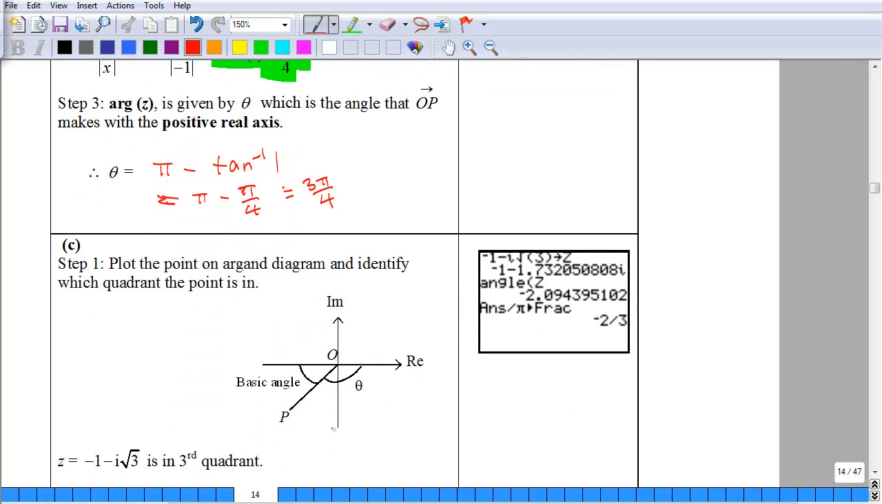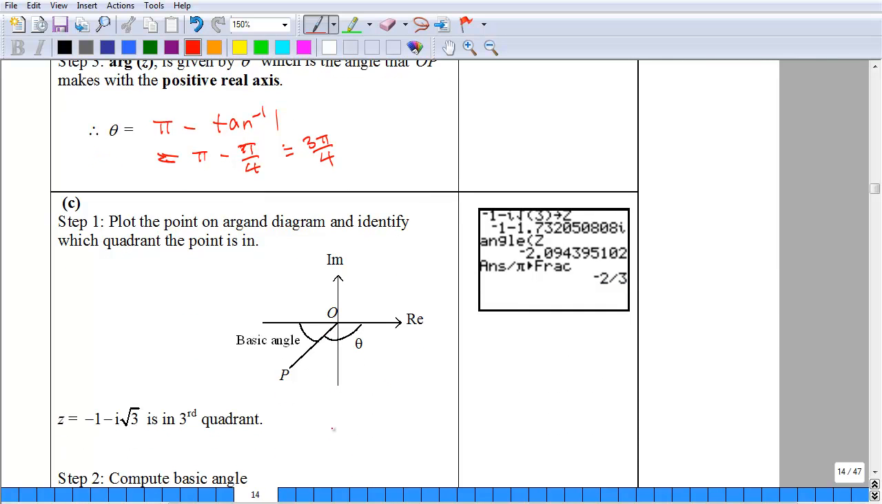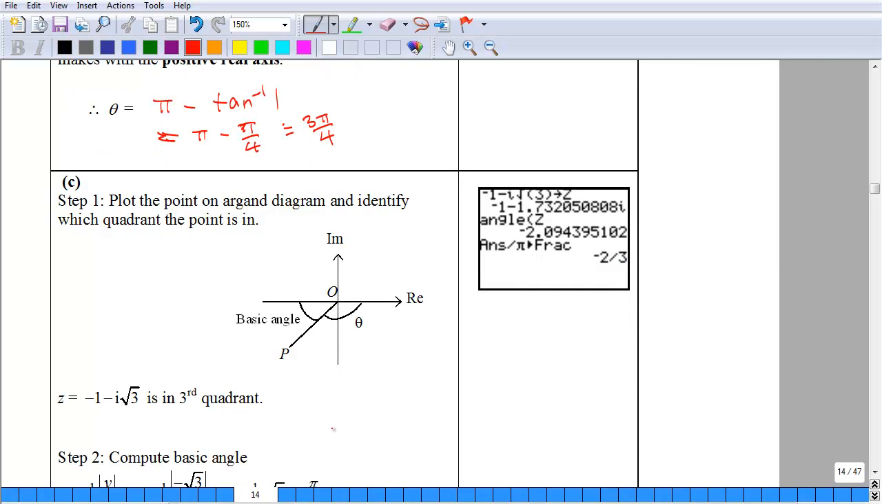In C, to find the argument of negative 1 minus root 3i, we again first mark down the complex number on the Argand diagram. So negative 1 means we move 1 unit to the left, and we move root 3 units downwards. So let's first find the basic angle alpha. We know tangent alpha is equal to root 3 over 1.